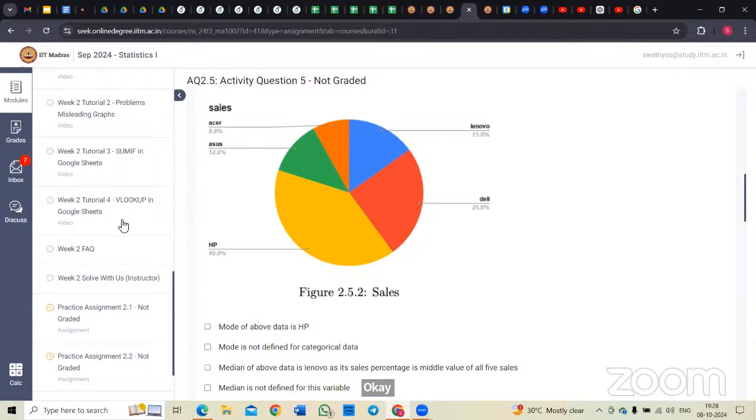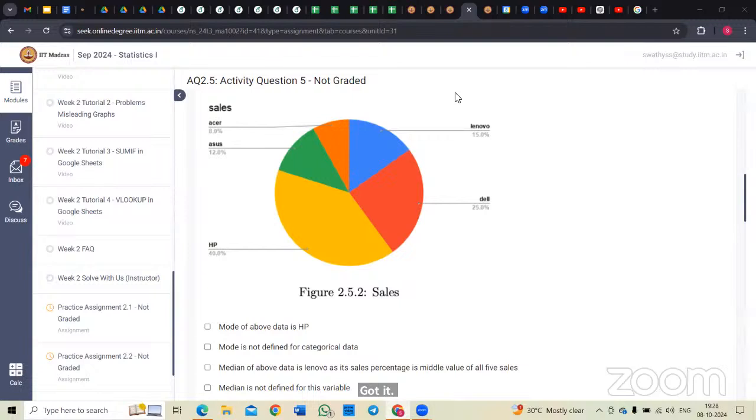Ma'am, if the baseline is not 0, then the graph will be truncated, or the graph is totally invalid. Yes. See, in misleading graphs, there are certain things you should remember: rounding off errors, missing baseline, truncated graph, manipulated y-axis. These are some of the things you should remember in misleading graphs. Area principle also.